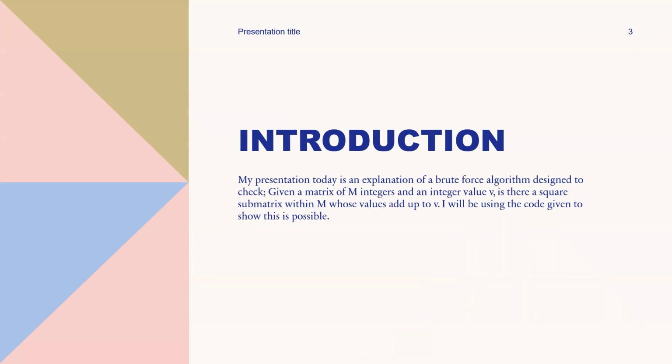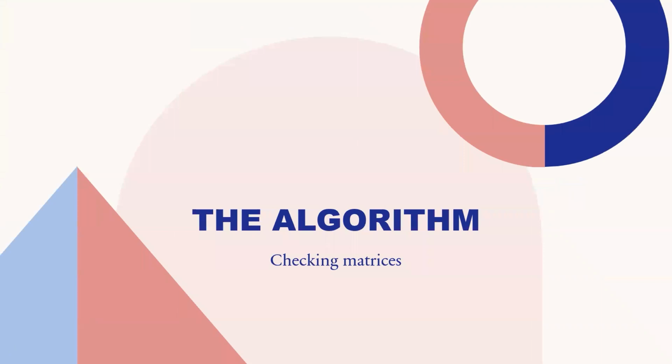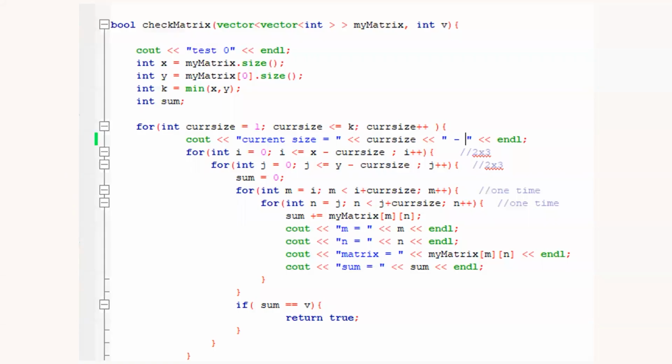Given a matrix of integers, an m by n matrix, and a value v, is there a square submatrix within the matrix that adds up to v? The algorithm is check matrix, and each of these for loops goes step by step for what it does.